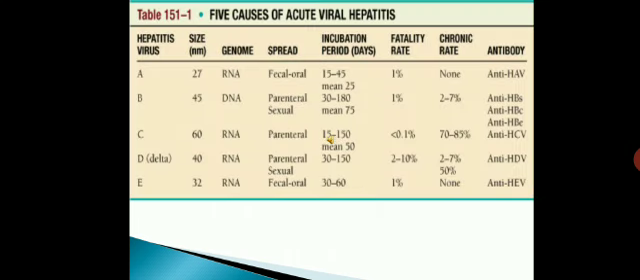Except hepatitis B virus, all the other viruses are RNA viruses. Hepatitis B virus is the only DNA virus. Hepatitis A and E virus are transmitted by the fecal-oral route. B, C and D are transmitted through the parenteral or sexual route.